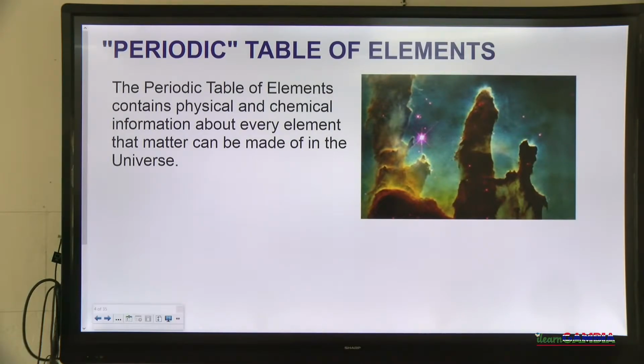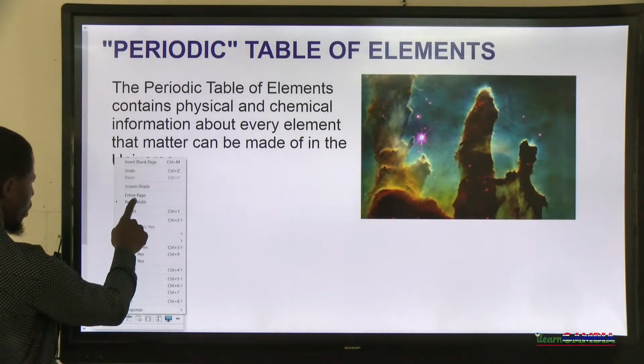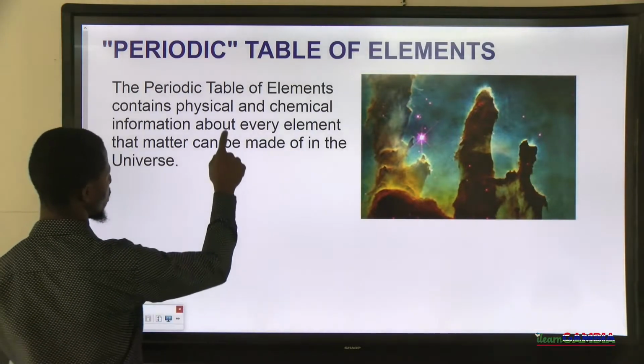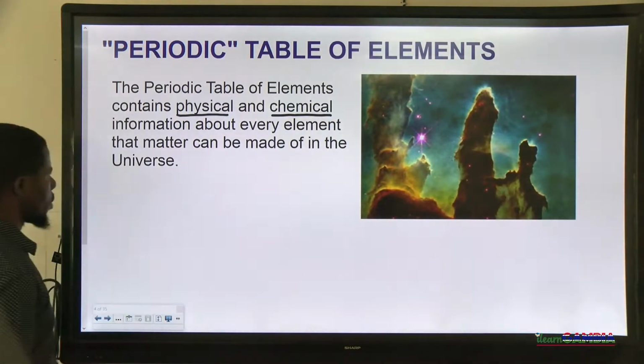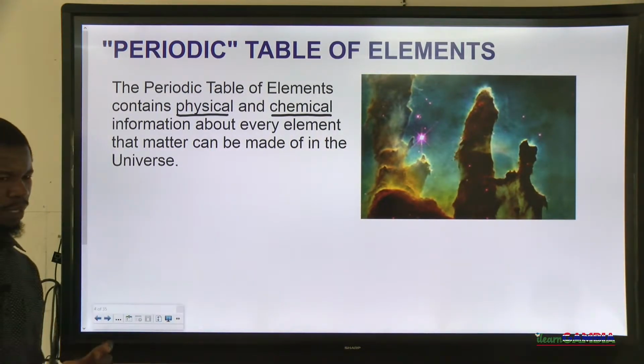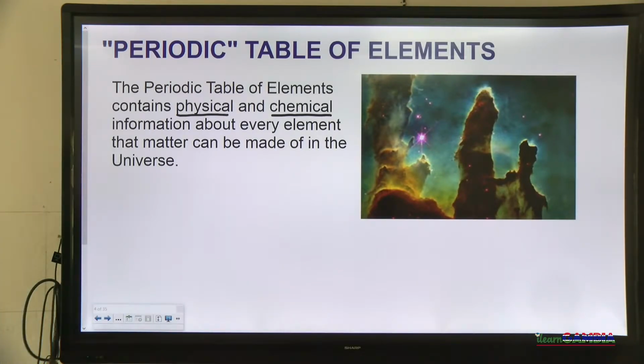Then the periodic table of elements. The periodic table of elements contains physical and chemical information about every element that matter can be made of in the universe. When we look at this statement here, there are two underlying keywords that we have to look at. Those are the chemical and the physical properties of the elements. These two keywords of every element, it is the periodic table that gives us those ideas.